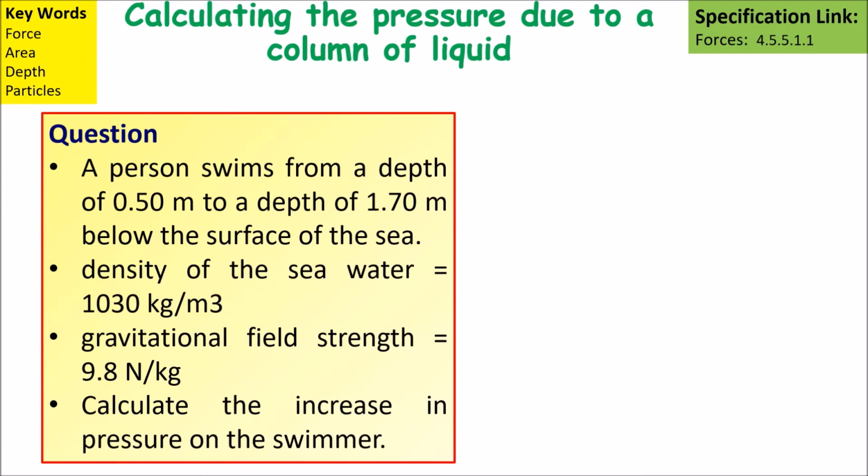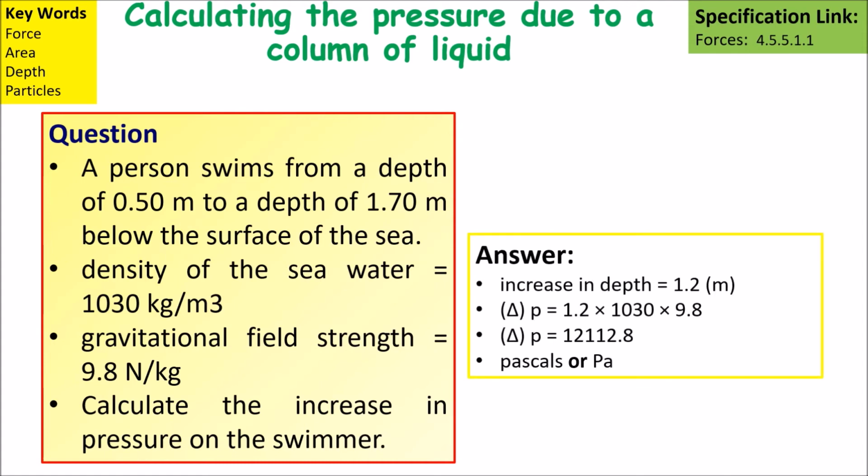If we look at a second example, a person swims from a depth of half a meter to a depth of 1.7 meters. The density of water is 1,030 kilograms per meter cubed. To calculate the increase in pressure on the swimmer, we look at the increase in depth, then plug that into our equation, which gives us an increase of 12,112.8 pascals.